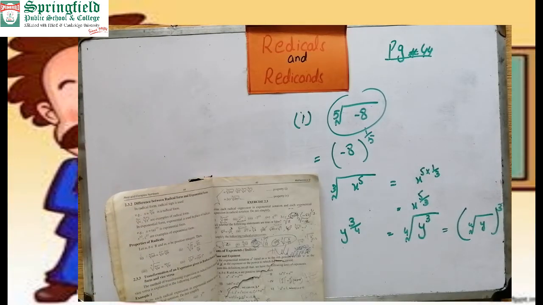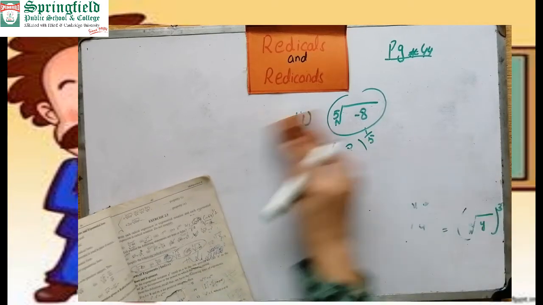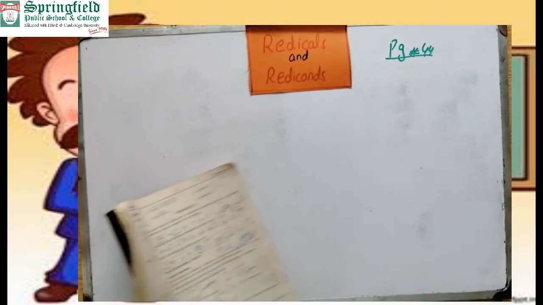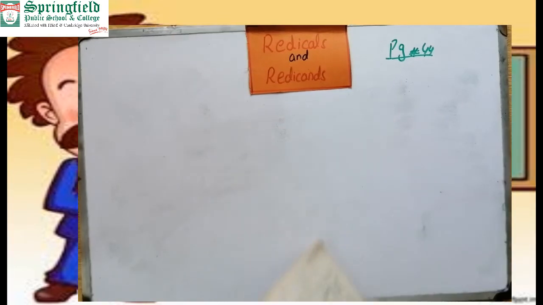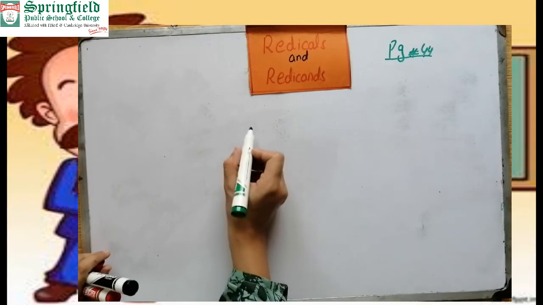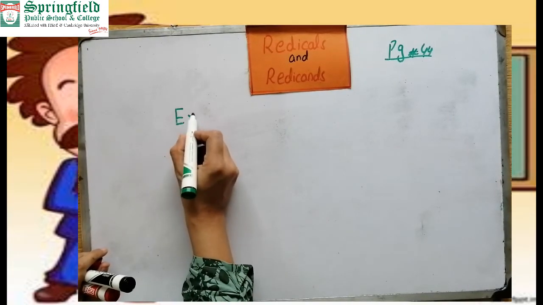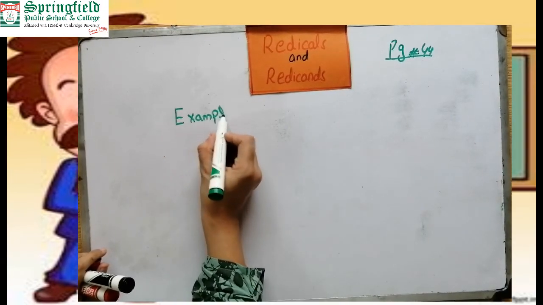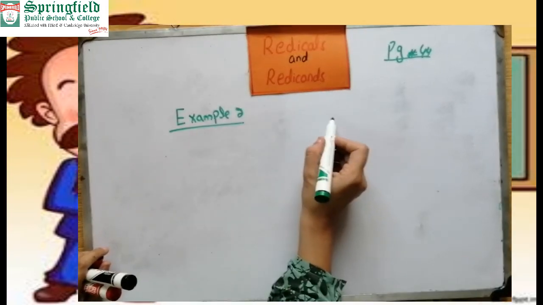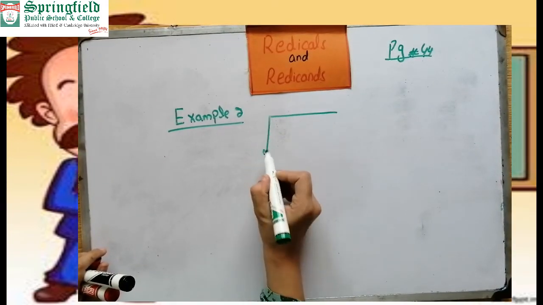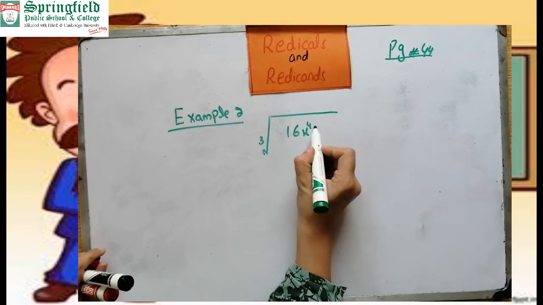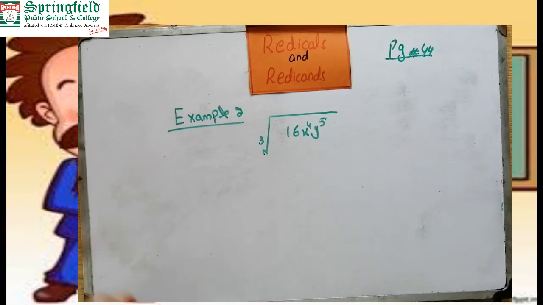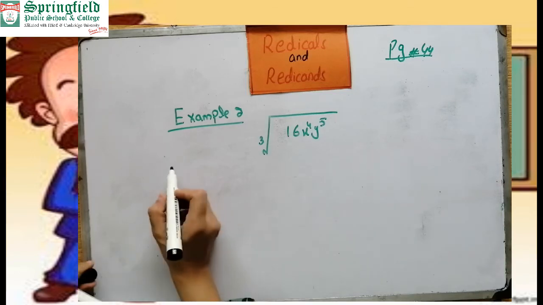Okay, and then come to the second example. In the second example they are saying simplify. Example number 2: simplify the cube root of 16 x to the 4 y to the 5. So how can we find the cube root of this number? So come to the solution.